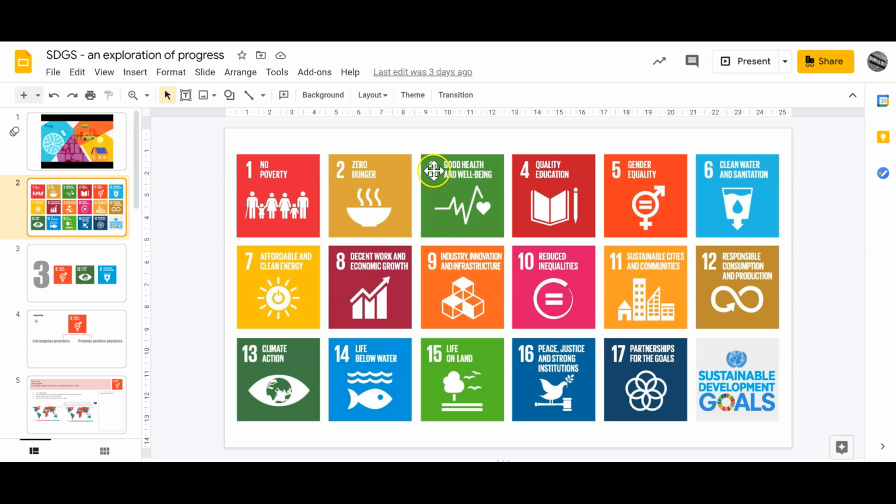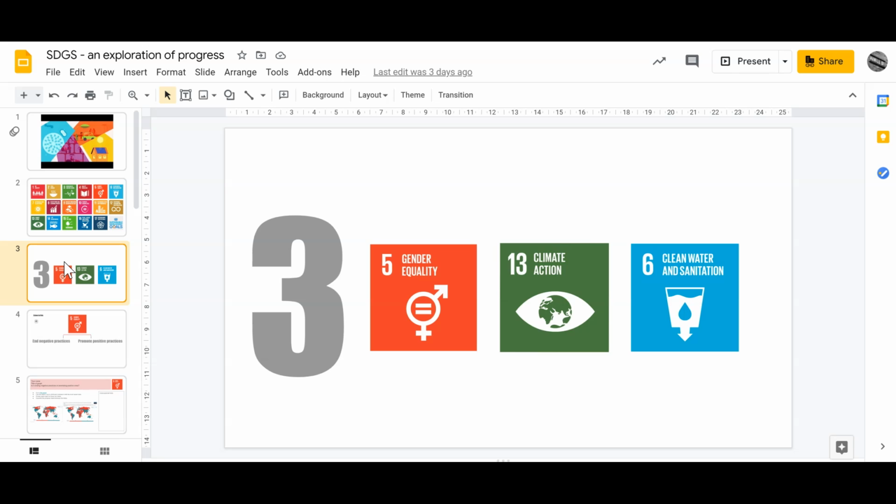Yeah, I'm more than happy to embrace the cheesy starts. Anyway, here are the 17 Sustainable Development Goals. The specification asks us to take a look at 3 of those, and I'm just going to demonstrate one that relates to gender equality for you.